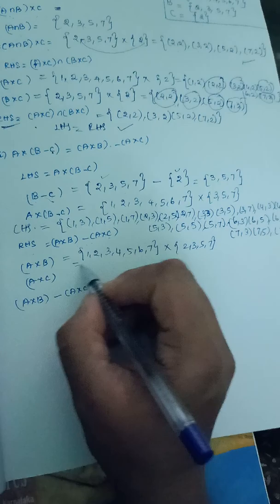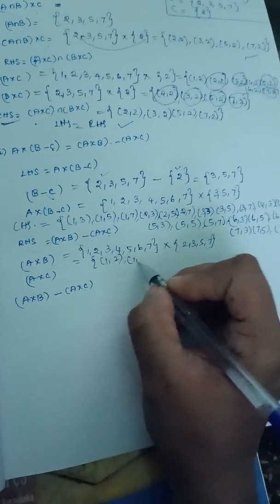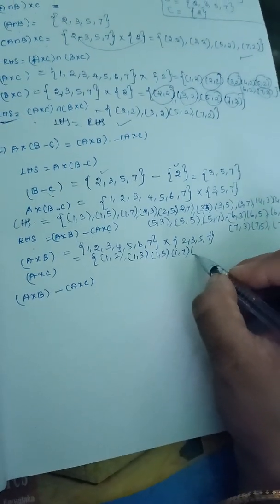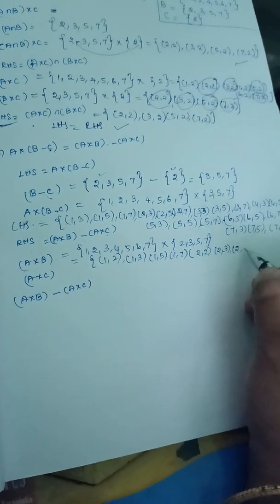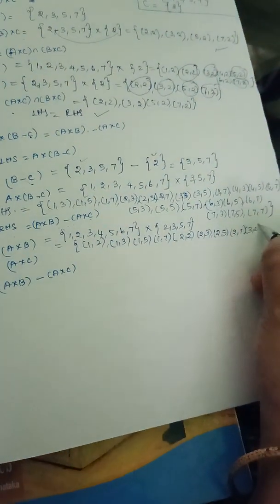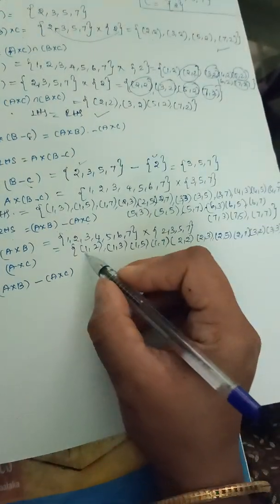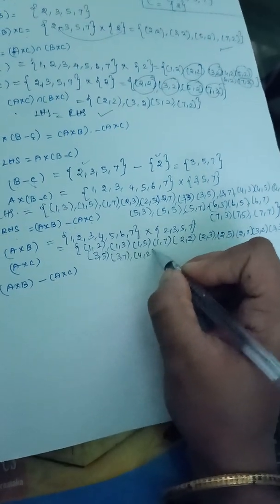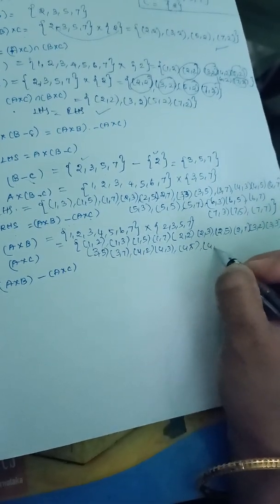So the list goes lengthy: 1, 2, 1, 3, 1, 5, 1, 7. One we finish. Next 2, 2, 2, 3, 2, 5, 2, 7. Next 3, 2, 3, 3, 3, 5, 3, 7. Next 4, 2, 4, 3, 4, 5, 4, 7.